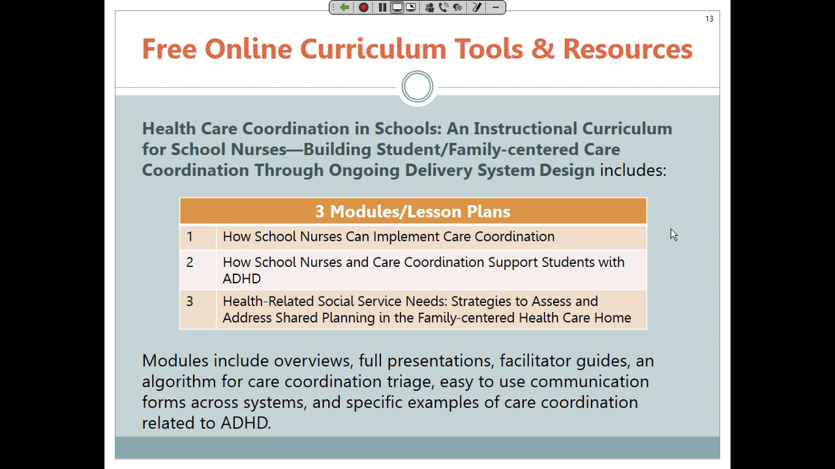The 3 modules and lesson plans on care coordination, looking at it at a systems level, are how a school nurse can implement care coordination, how school nurse and care coordination supports students with ADHD, and that's really meant to be just a test example. And then health-related services, which focus on social determinants of health and community resources and coordination within that domain.